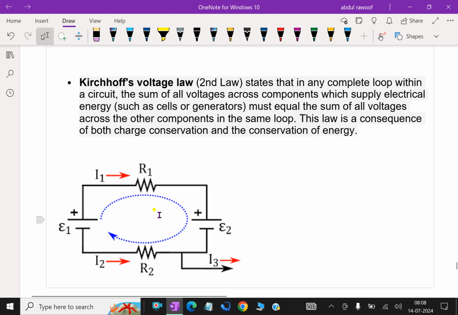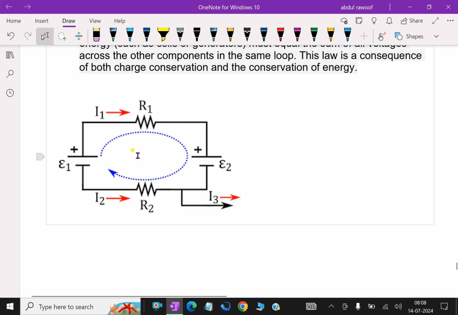Look at this closed loop. We have two EMFs, E1 and E2. Here I1 flows through R1, I2 flows through R2, then I3 is coming out. Look at here.